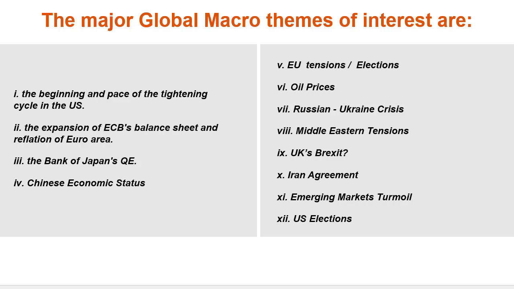So in one column, it is all about global macro. When is one central bank going to raise rates or cut rates? What about government decisions? What about fiscal policies? And so on. And then we have other kind of criteria that is not in the immediate control of the central bank or the government. For example, we have tensions in EU, oil prices, Russian-Ukraine crisis, Middle Eastern tensions, the UK's Brexit. So this is old. Iran, emerging markets, US elections.